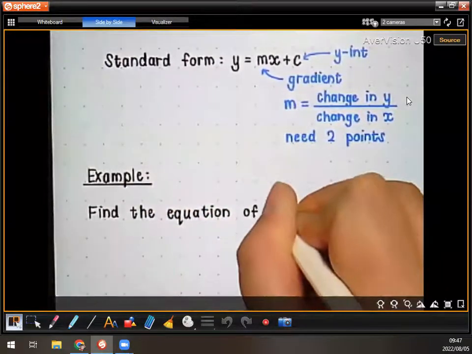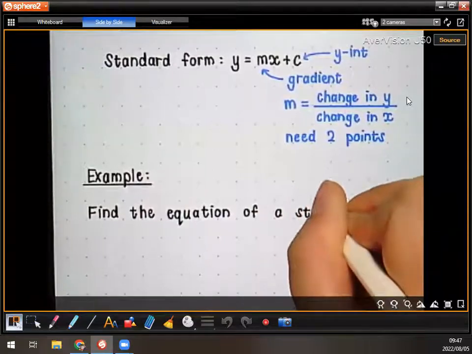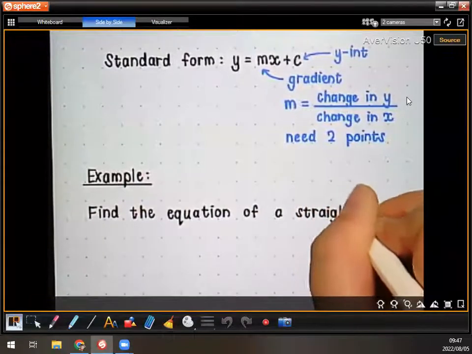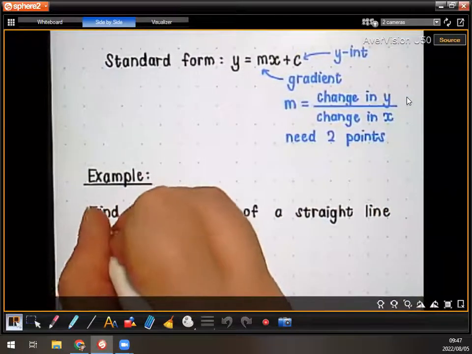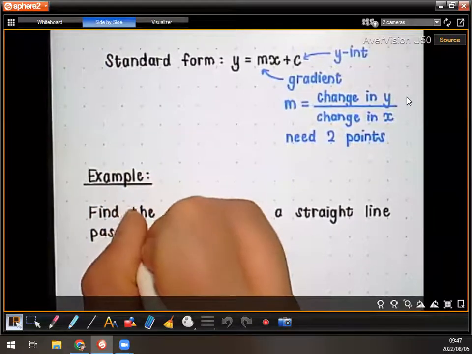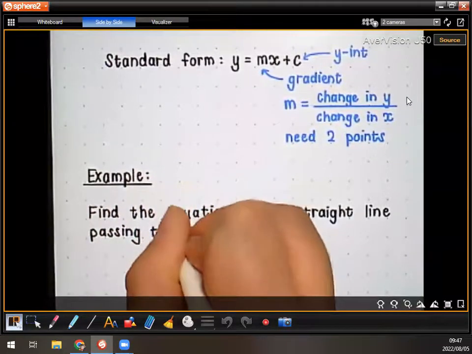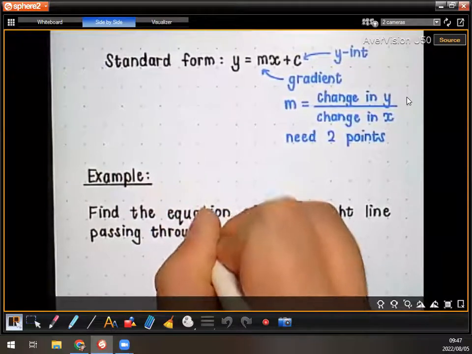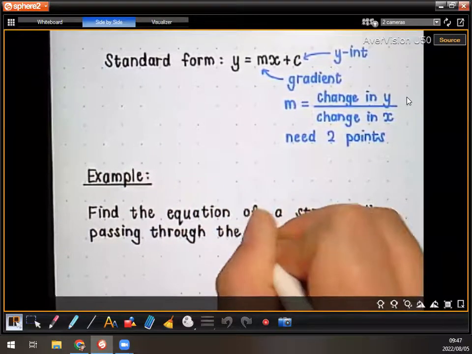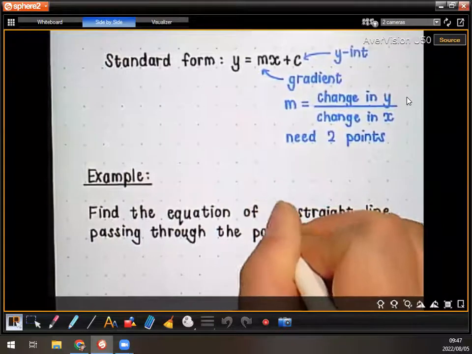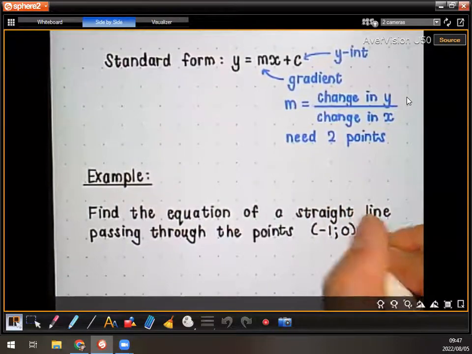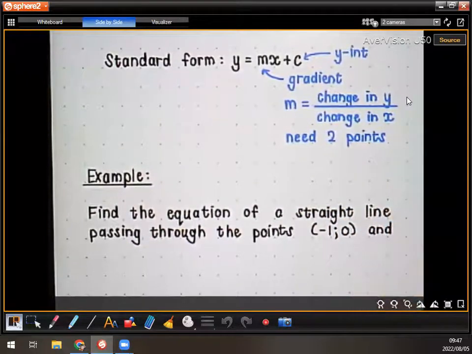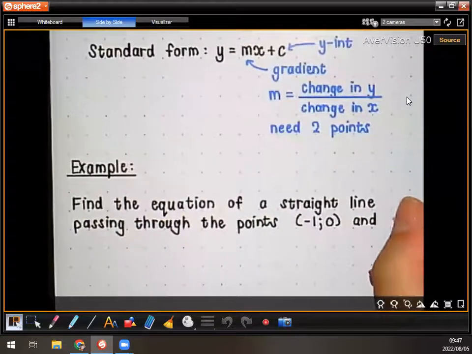Find the equation of a straight line passing through the points (-1, 0) and (0, 3).